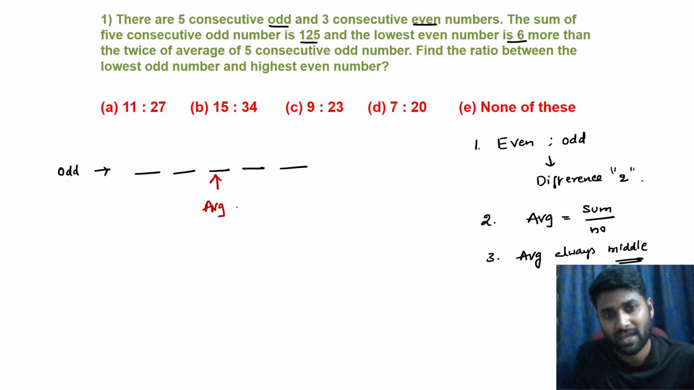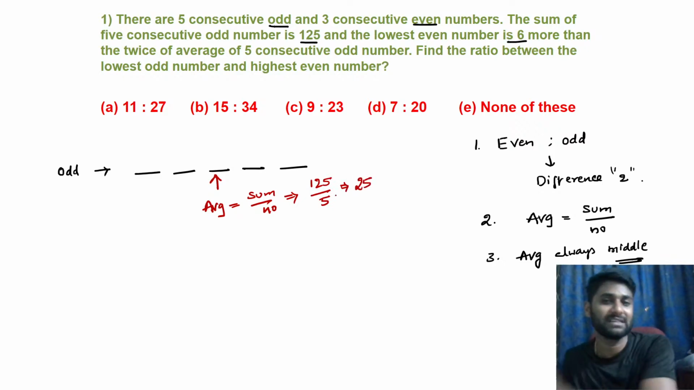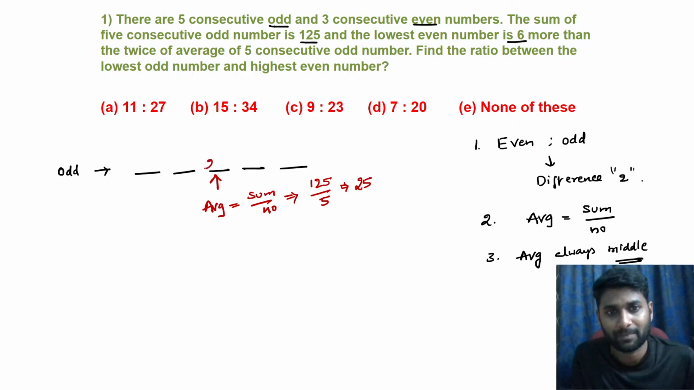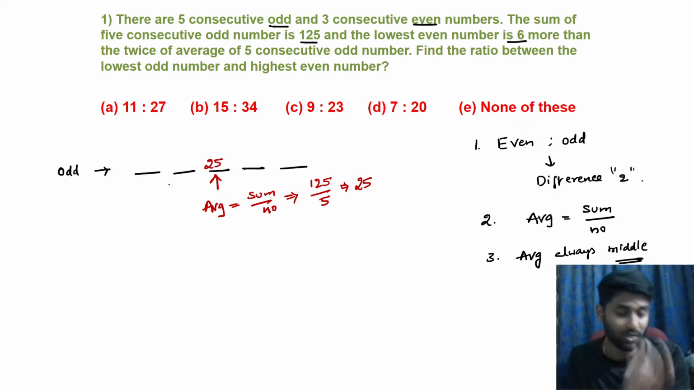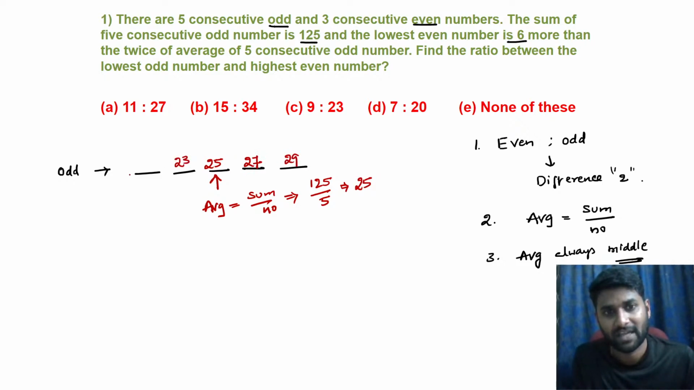This is the average, and average we can calculate through sum of observations divided by number of observations. Here the sum of all the odd numbers is 125. We have 5 numbers, so the average of those 5 numbers is 25. Now we can place 25 here. Those 5 numbers are odd numbers, which means the difference between number to number is 2. Definitely this is 27, this is 29, and 23 and 21. So we're done with the first information.